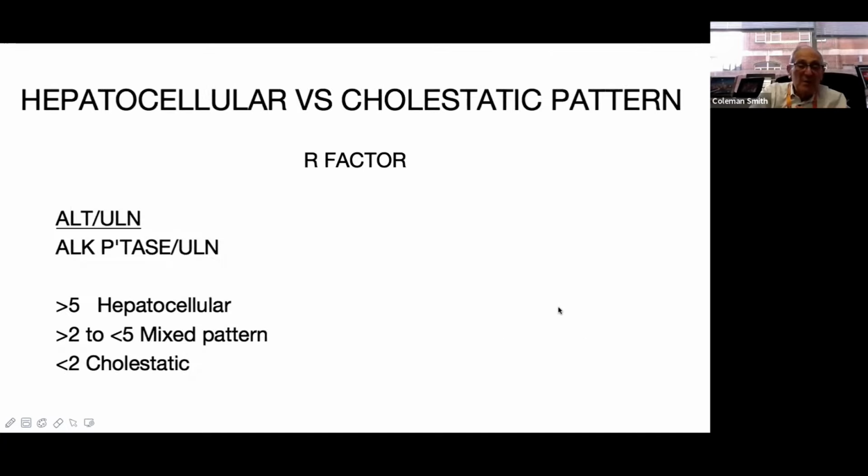People have come up with this thing, which I don't find all that useful, but I thought I'd just put it up to show it to you. Someone has come up with something called the R factor. Basically, if you look at the ratio of the ALT to the alkaline phosphatase and compare them to the upper limits of normal for both of these values, if the ratio is greater than 5, it leans you towards hepatocellular injury, less than 2, cholestatic, and somewhere between 2 and 5, it's a mixed pattern.